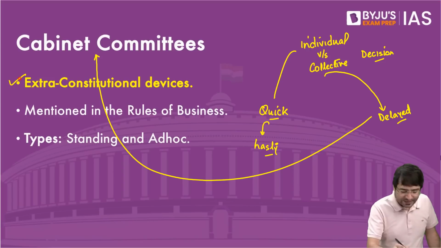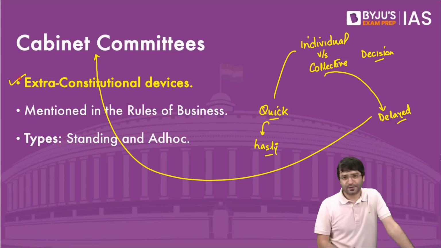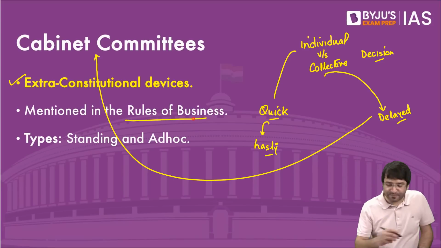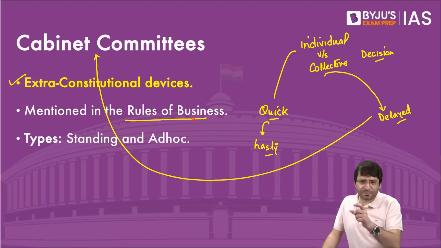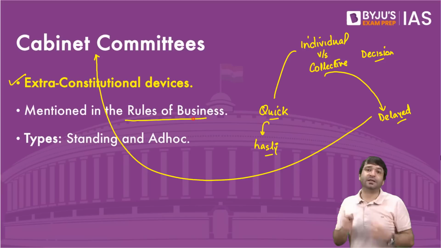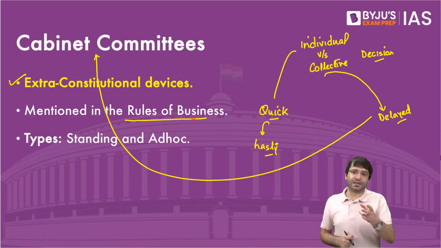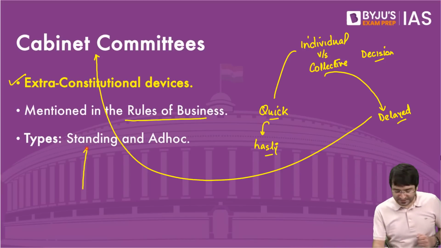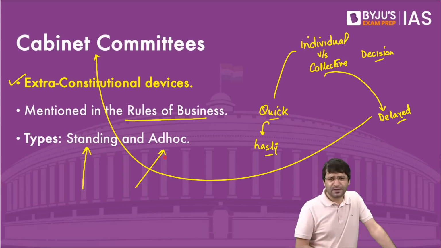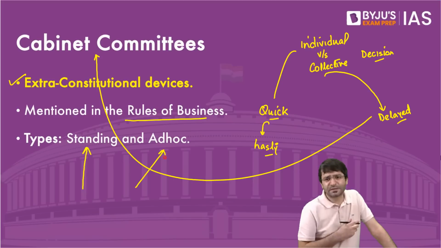Cabinet committees are extra constitutional bodies. That means cabinet committees are not mentioned in the constitution, but they are mentioned in the rules of business. When rules of business, which mentions various ministries, various departments, also mention cabinet committees. And cabinet committees can be of two types, either standing or ad hoc. Standing in the sense permanent, for a long time. Ad hoc means for a temporary purpose.